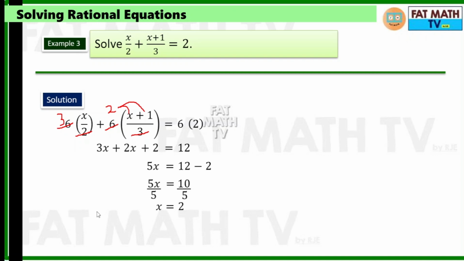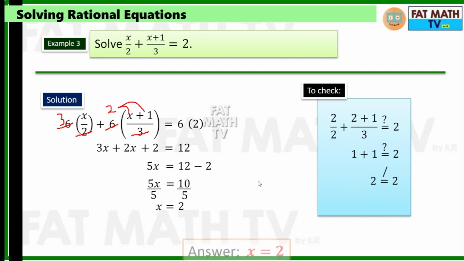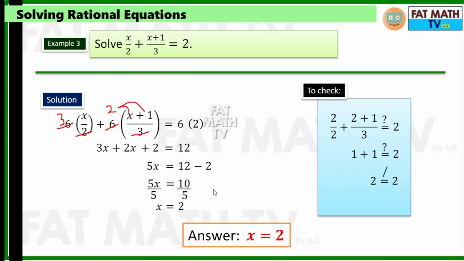And then replace x equals 2 to the original rational equation and find out if it satisfies the equation. So we will have there 2 over 2 plus 2 plus 1 over 3. Is that equal to 2? 2 over 2 is 1. 2 plus 1 is 3. Over 3 is also 1. And 1 plus 1 is 2. So x equals 2 is a solution. So x equals 2 is the solution to this rational equation.